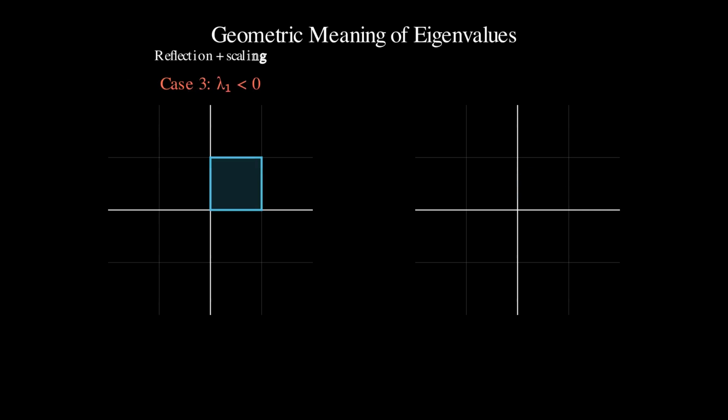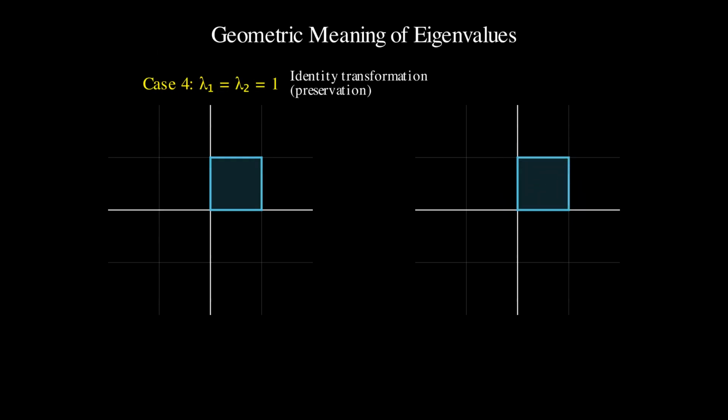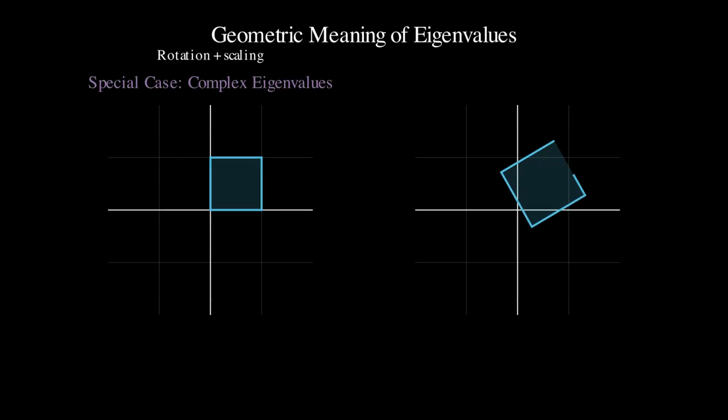Negative eigenvalues indicate reflection along with scaling. The space flips across the axis corresponding to this eigenvalue, changing orientation. When eigenvalues equal exactly 1, lengths and areas are preserved in those directions. This is the case with rotations and the identity transformation. When eigenvalues are complex, the transformation includes rotation. The real part determines scaling, while the imaginary part controls rotation. This often occurs in dynamic systems exhibiting oscillatory behavior.